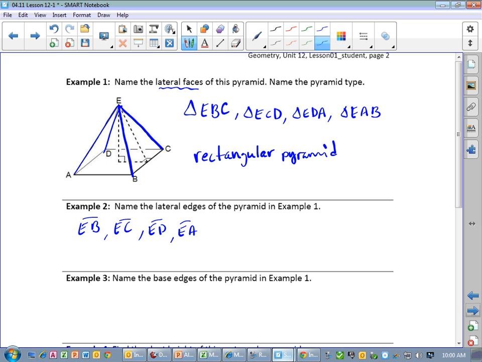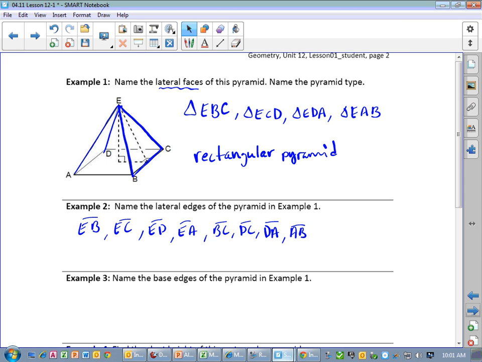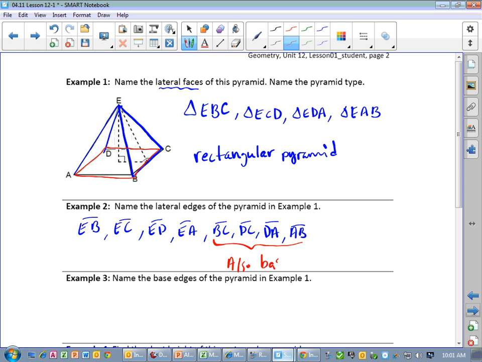But really lateral edges are defined as the edges that the lateral faces include, I suppose. And so really we still have BC, right? That's part of that lateral face. So we have BC, DC, DA, and AB. Now, make a note down here by these 4. Those 4 are also part of the base. So these are also base.